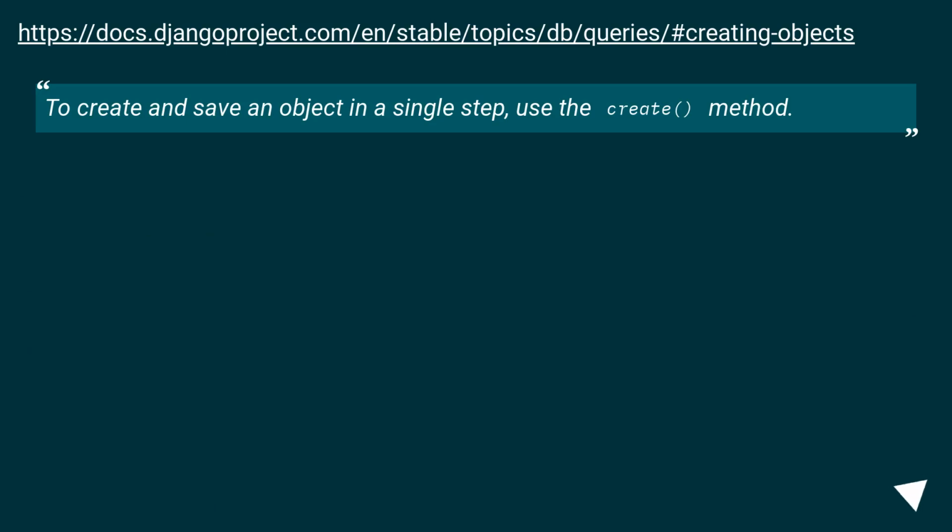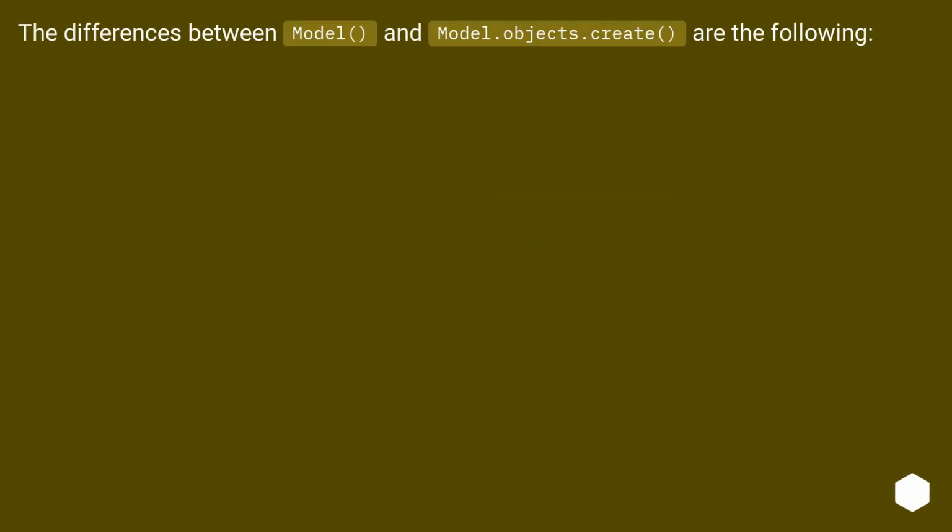This URL. To create and save an object in a single step, use the create method. The differences between Model and Model.objects.create are the following.